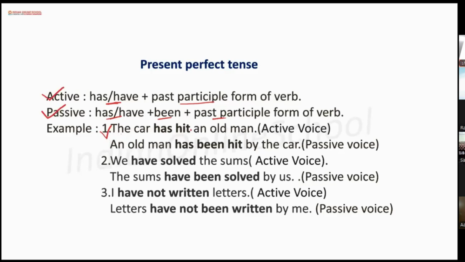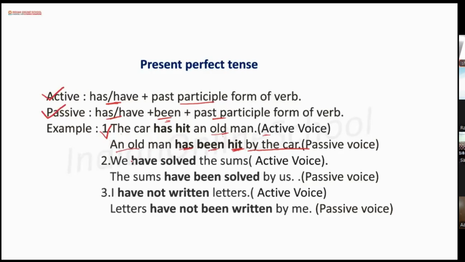The car has hit an old man. Okay. It is in active voice. So again, the object becomes the subject. The old man here is the object. So we convert this into passive voice, and the old man has. And as for the rule, what comes after has? Been. Yes. The old man has been hit by the car. Hit is the past participle form of the verb, and by the car is the subject, beside the verb. So in the passive voice, we always remember the crisscross rule.